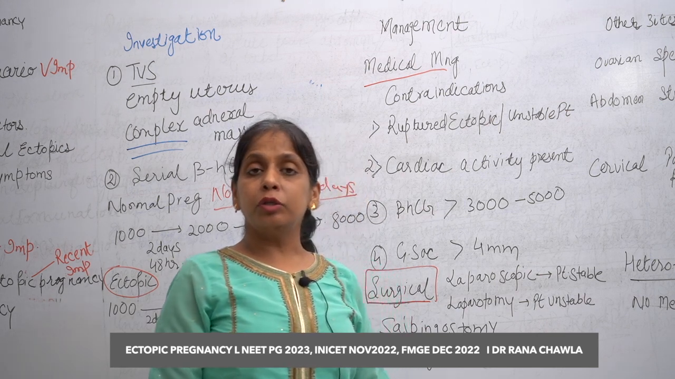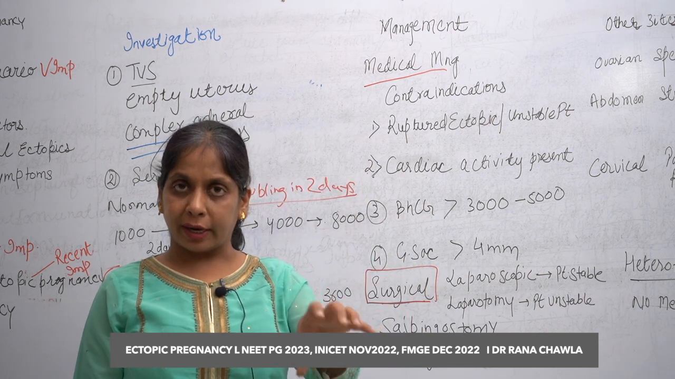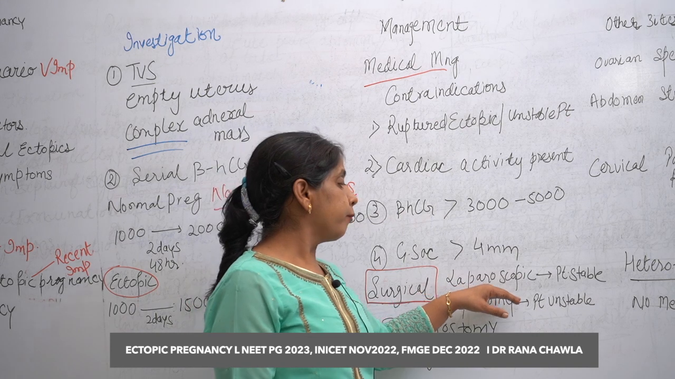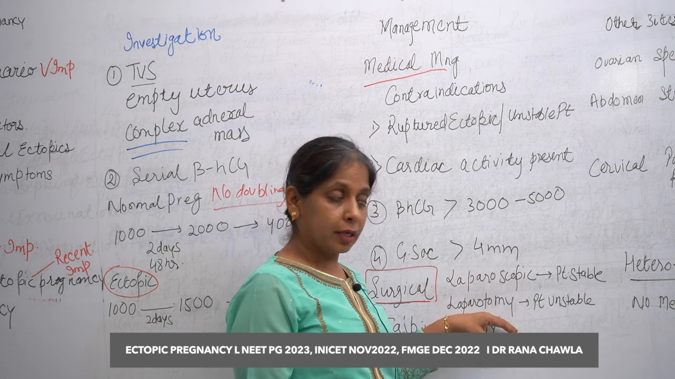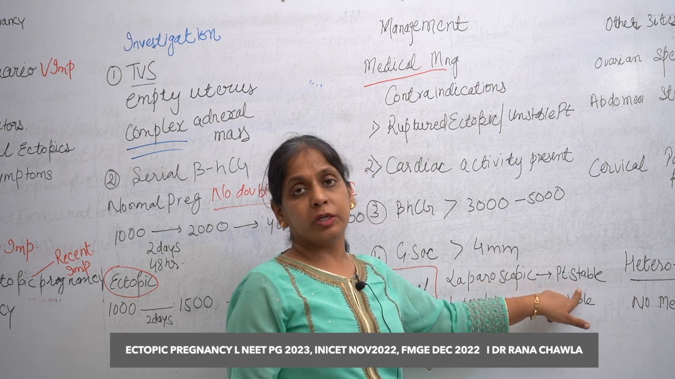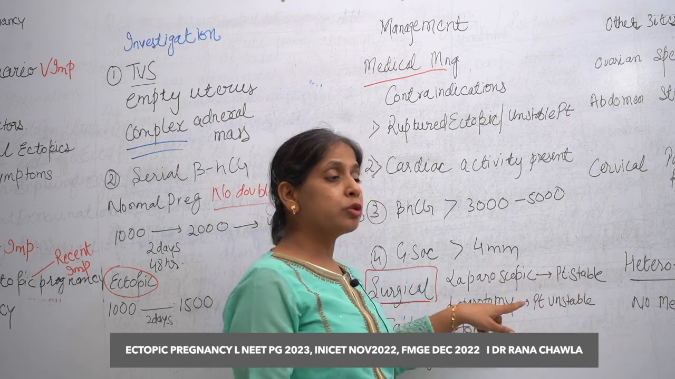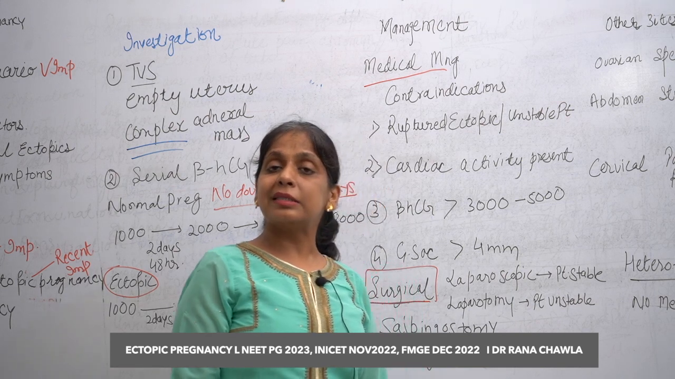Now let's see the next management, surgical management. We have to approach the tube, and there are two methods by which we can do so: laparoscopic and laparotomy. Laparoscopic is given to a stable patient, and laparotomy is given to an unstable patient.